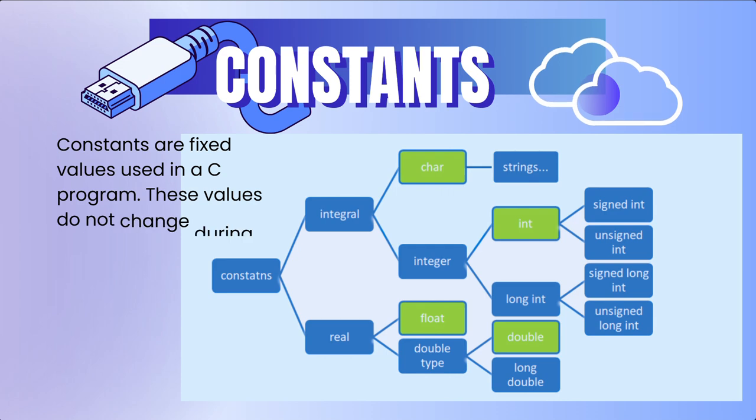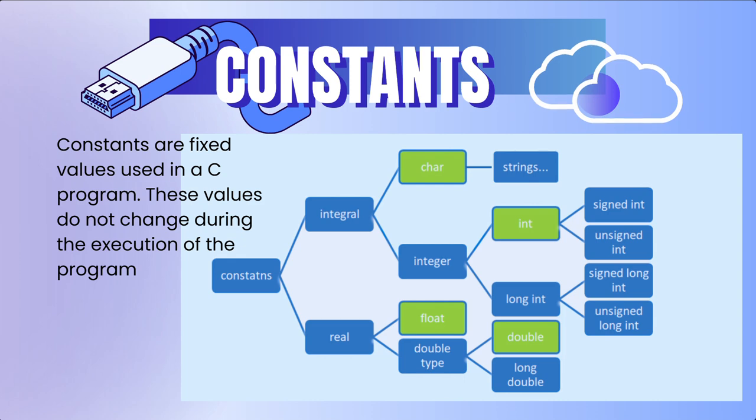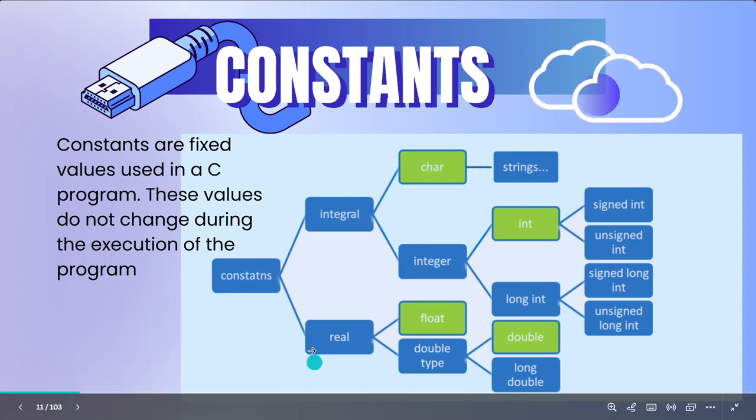Now we have constants. Constants are basically fixed values in a program, so you cannot change them. Constants are fixed values used in a C program. These values do not change during the execution of a program. Constants are first divided into two types, integer constants and real constants.